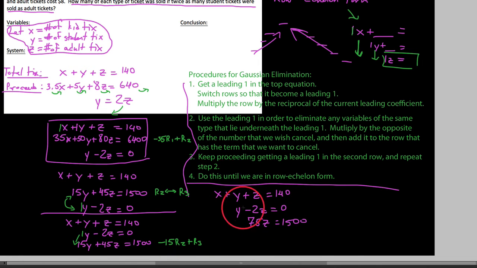The last thing I want to do now is, because I've gotten done with this step again, I've gotten zeros underneath my leading 1 here. Then I want to get a leading 1 in my third row, and that would put us into row echelon form. So this time I'm explicitly going to take 1 over 75 times row 3, which means we need to rewrite the system yet again. x plus y plus z equals 140. Here I'm going to get y minus 2z equals 0, and then my last row would become just a z, because 1/75th of 75 is 1.